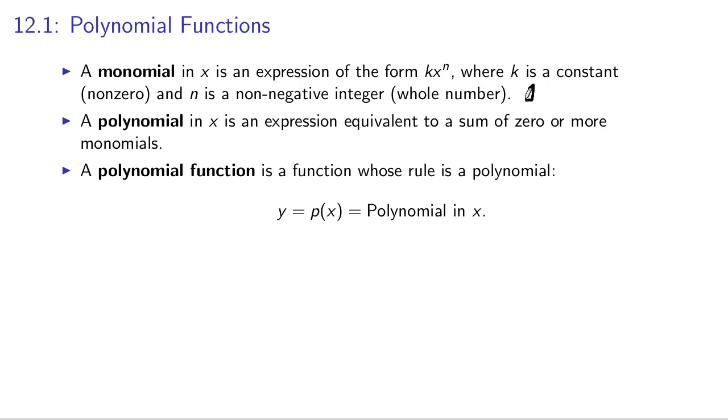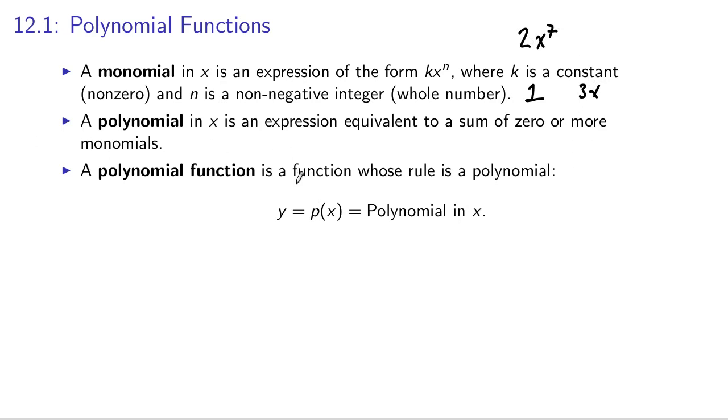1 would be a monomial because we could have k as 1 and x could be to the 0, non-negative. 0 is not negative. We would write this just as 1 because x to the 0 is 1. 3x would be a monomial. 2x to the 7th would be a monomial.